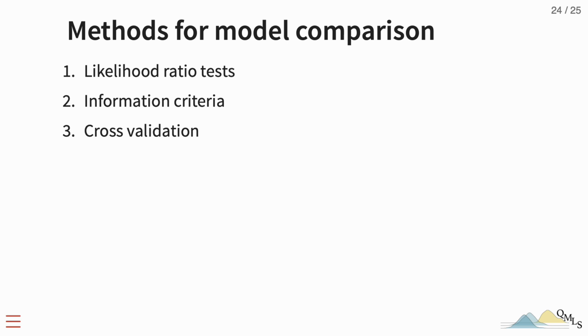So we have different methods for model comparison that we're going to go through. This isn't an exhaustive list, but these are the ones that we're going to cover. The first one is likelihood ratio tests, and we'll talk a bit about information criteria, and then we'll talk about cross-validation. These are the next 3 lectures. So that's what you have to look forward to, and enjoy.